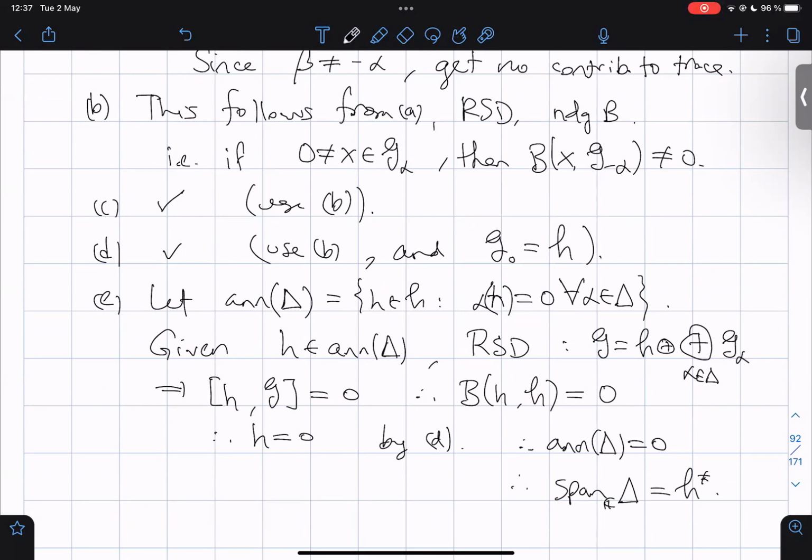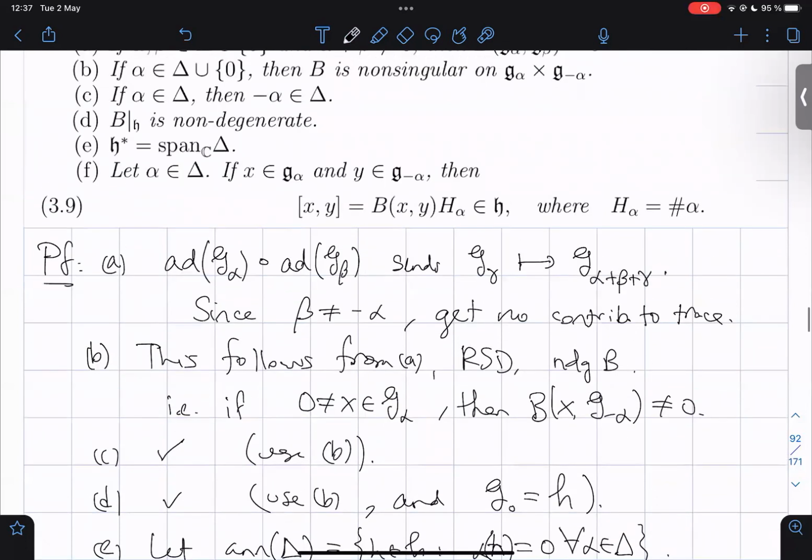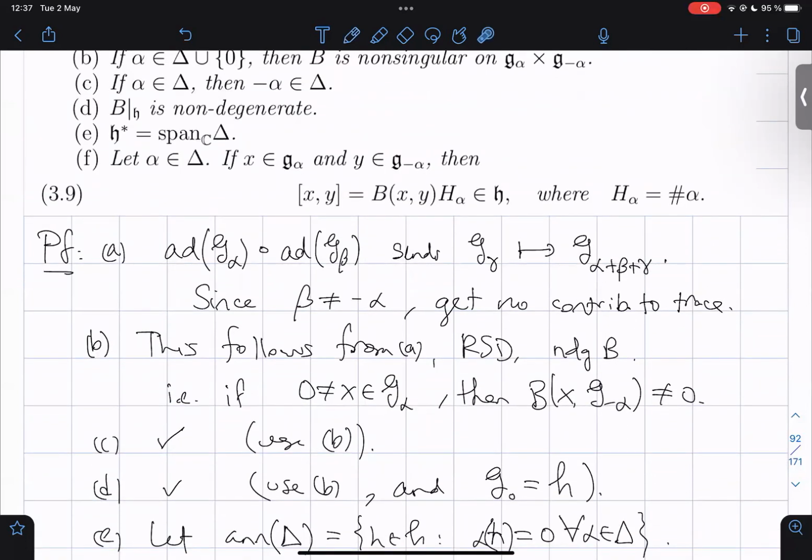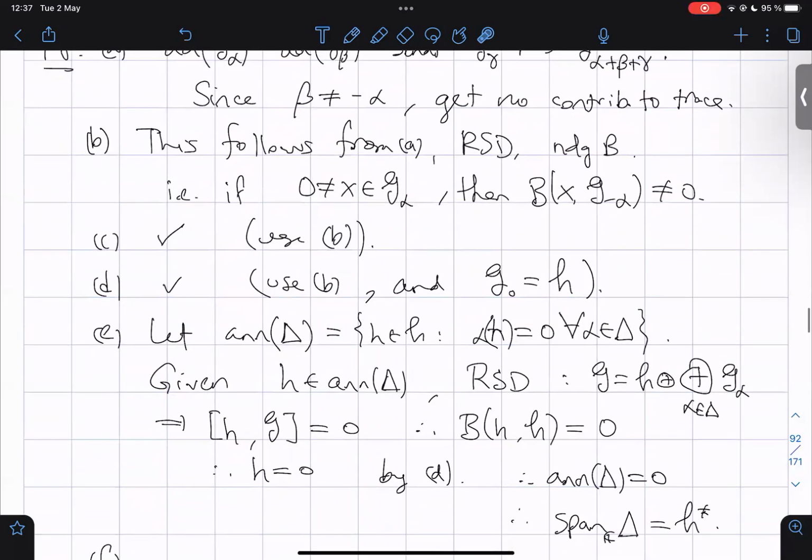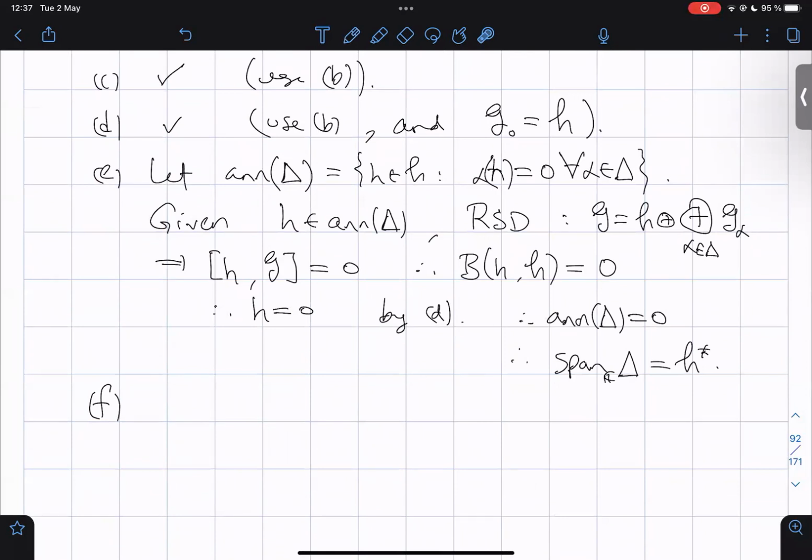And lastly, let's show this thing about the bracket, this claim over here. If I take a root space, take its opposite root space, and take root vectors in those root spaces, if I bracket them, then you get this expression over here. So we have this guy, and we want to show that it's 0.